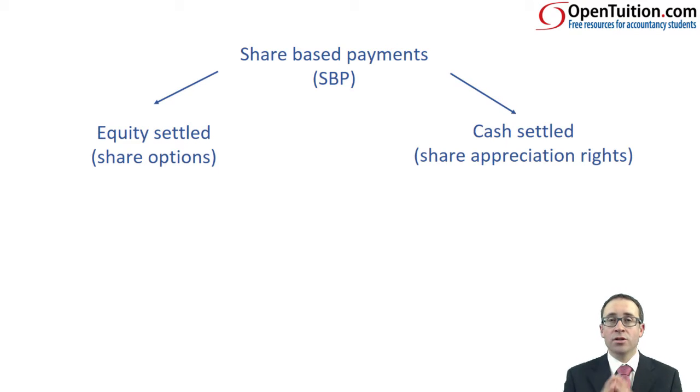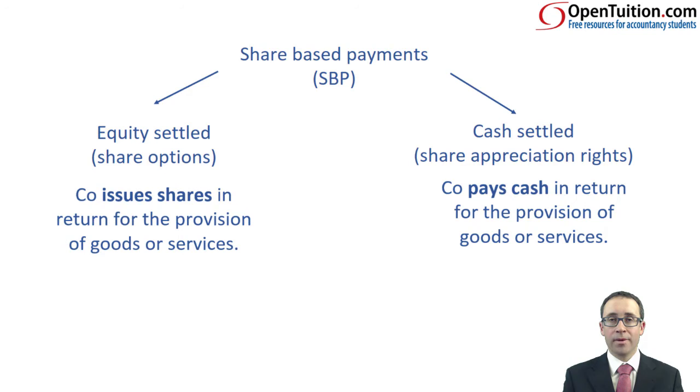So share-based payments, there are two types. You have the equity settled and cash settled. First of all, you need to be comfortable with the different terminology, the different names given to them. Equity settled are also referred to as your share options, because share options are usually granted to the employees in return for the service provided. And cash settled are also referred to as share appreciation rights. Remember, cash settled is where the company will make a payment to the employee based on the performance of the share.